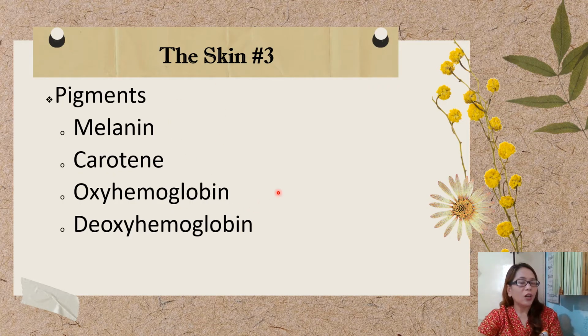Okay, so the color of the healthy skin depends on the 4 pigments: the melanin, the carotene, the oxyhemoglobin, and the deoxyhemoglobin. So the melanin is the brownish pigment of the skin that is genetically determined, meaning it depends on the genes or the race. Okay, and it is increased with sun exposure. The carotene is the golden yellow pigment that exists in the subcutaneous fat and in the heavily keratinized areas such as the palms and the soles.